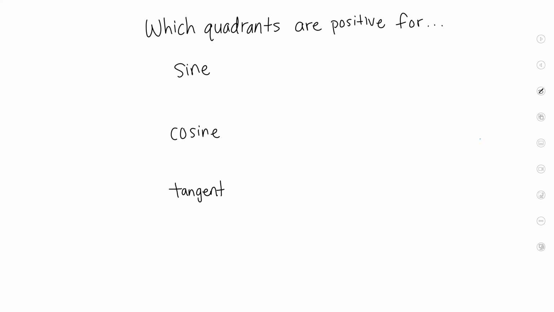Okay, so sine is positive in the first and second quadrant. Cosine is positive in the first and fourth quadrant. And tangent is positive in the first quadrant and the third quadrant. Good. Okay, I'm going to do another example.